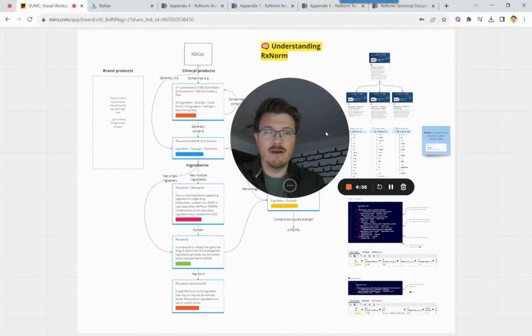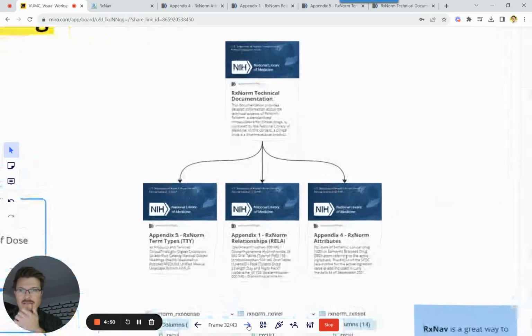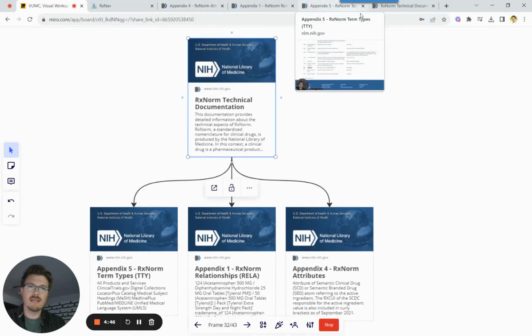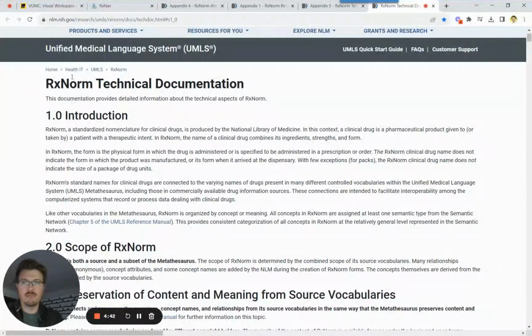Today we're going to talk about understanding RxNorm. It might be a two-parter because there's a lot to get to. So let's get started. What is RxNorm? RxNorm is a medication ontology terminology put together by the National Library of Medicine and maintained by them as well. This is a definition, basically, of standardized nomenclature for clinical drugs.